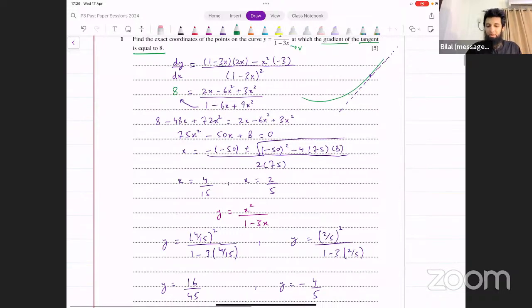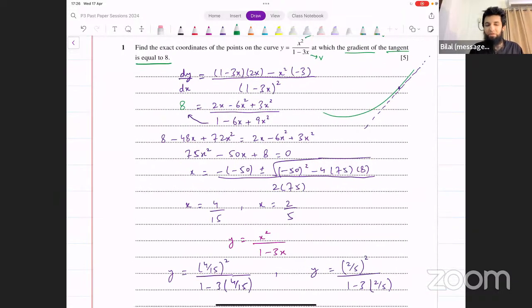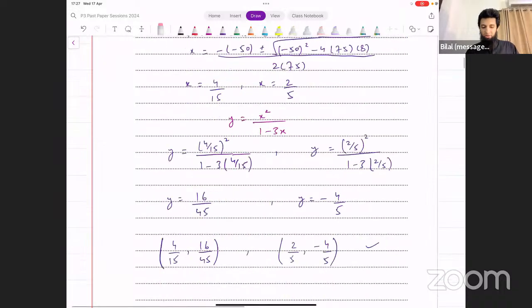Abdullah, the question says, gradient of the tangent is equal to 8. If the gradient of the tangent is equal to 8, that means the gradient of the curve at this point is also going to be equal to 8, because the gradient of a curve at a particular point is the same as the gradient of the tangent at that point, right? So all we're doing is finding the gradient of the curve. The derivative gives us the gradient of the curve and putting that equal to 8. And then we solve that equation, find the value of x, we get the corresponding value of y from that. Okay, I hope that makes sense. All right, okay, let's move on.